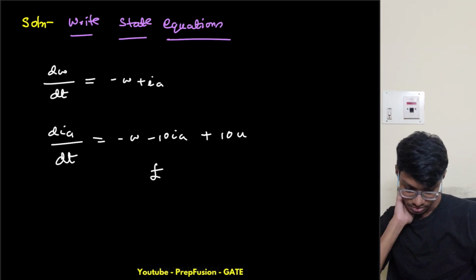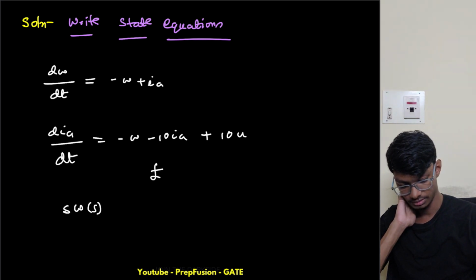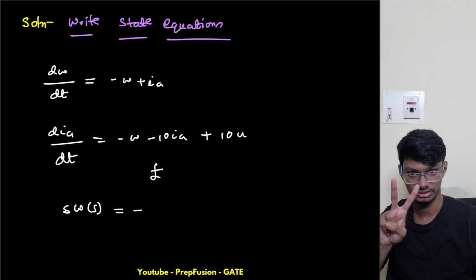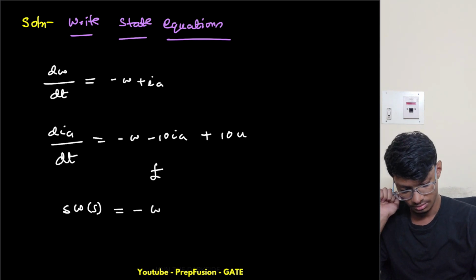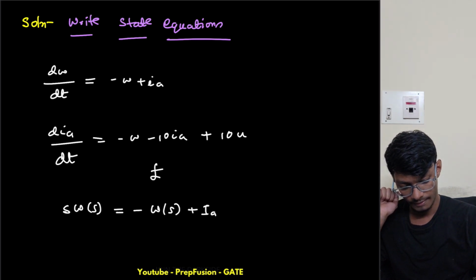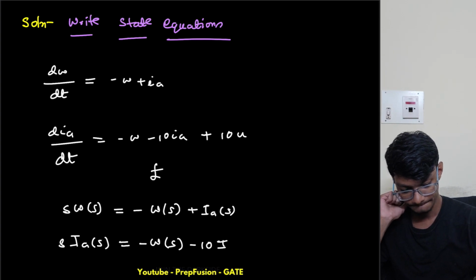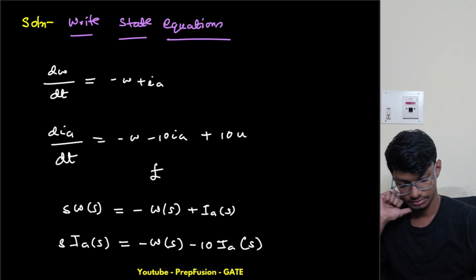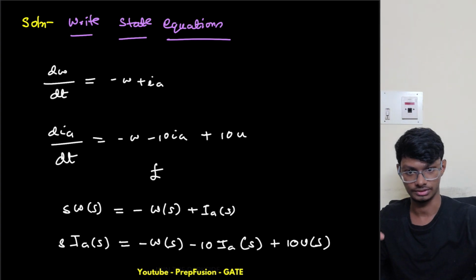Taking the Laplace transform of both the equations, the first equation I get is s W(s), and as I need to find the transfer function, initial condition is 0, and anyway nothing is given, so I consider 0, equals minus W(s) plus I(s). The second: s I(s) equals minus W(s) minus 10 I(s) plus 10 U(s).